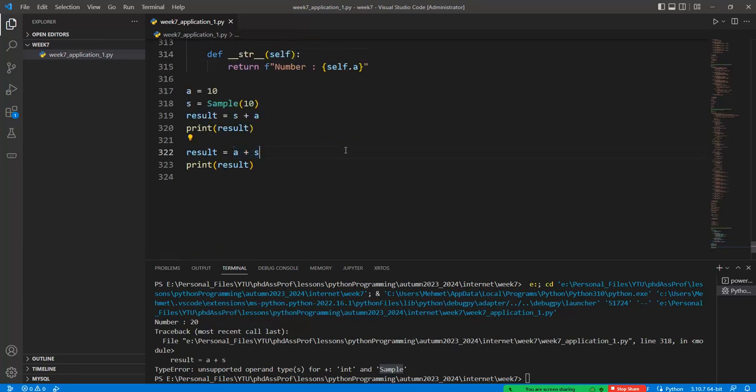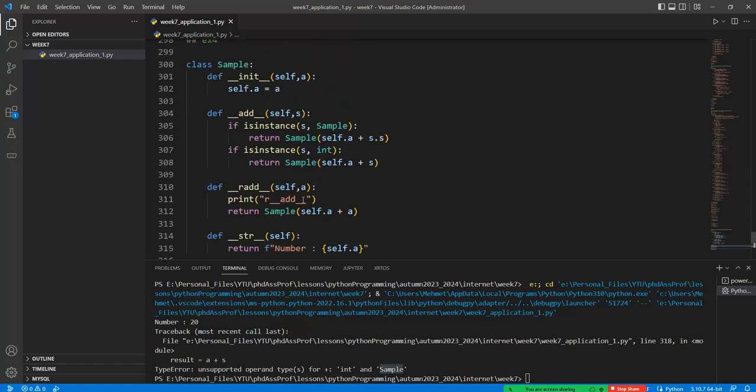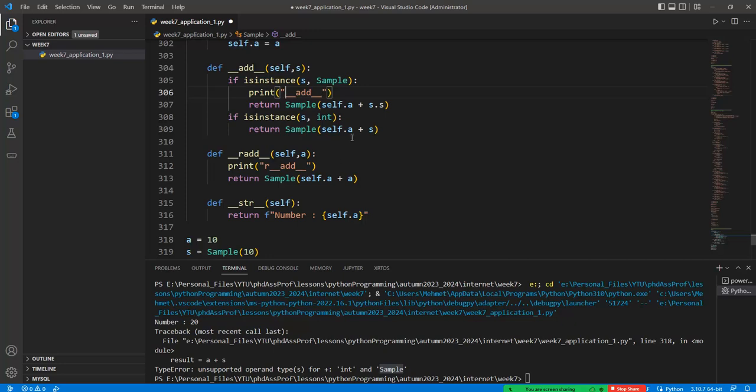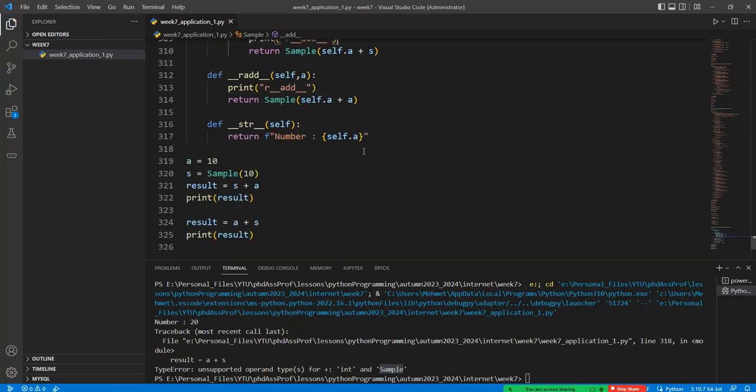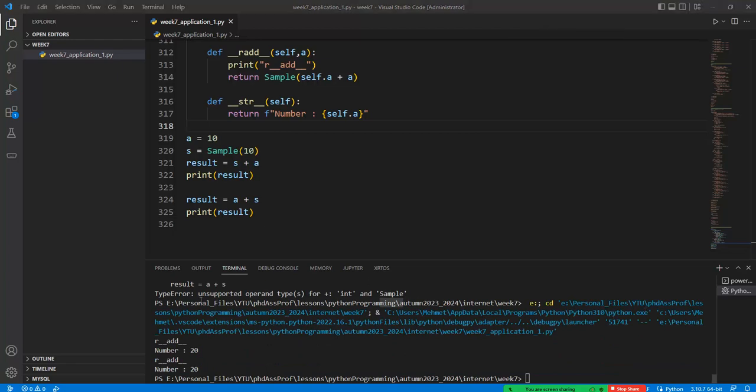This is equal to this other term, __radd__, and also this __radd__ is added here. Okay, and so if I run this code, then we will have the __radd__ this time for s plus a.